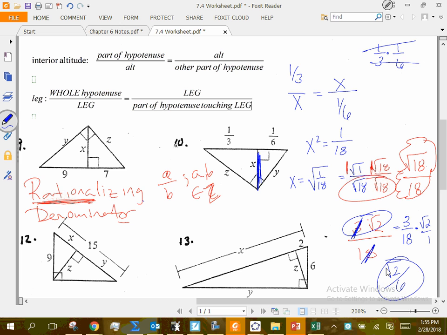Because what we're going to eventually do, maybe we're going to find the area of this triangle later on in the next couple chapters.